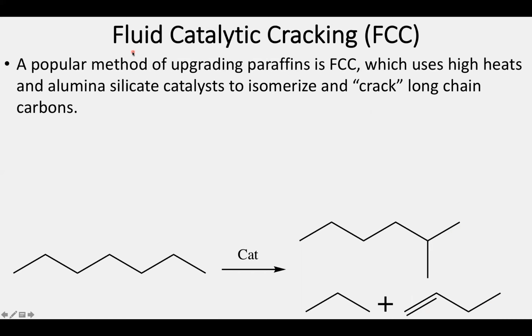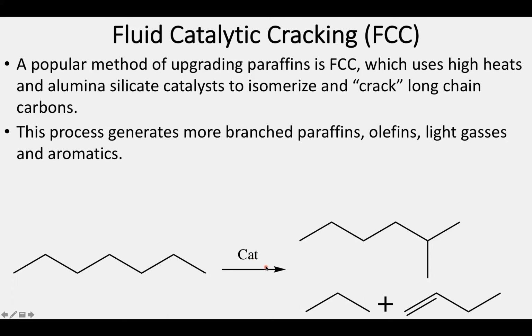So a lot of people when they say cracking, are talking about this FCC process. So one of the things that makes this a little bit different is you'll notice that there is no hydrogen as an input or an output. Instead, what we're going to be doing is we're taking, again, our long chain paraffins, and then we're going to use high heats and, again, alumina silicates, and we're going to essentially isomerize or crack these long chain carbons. So this is going to generate a mix of species. So either you can cause an isomerization of your long chain carbon to make a branched species, which tends to make very good high octane fuels.